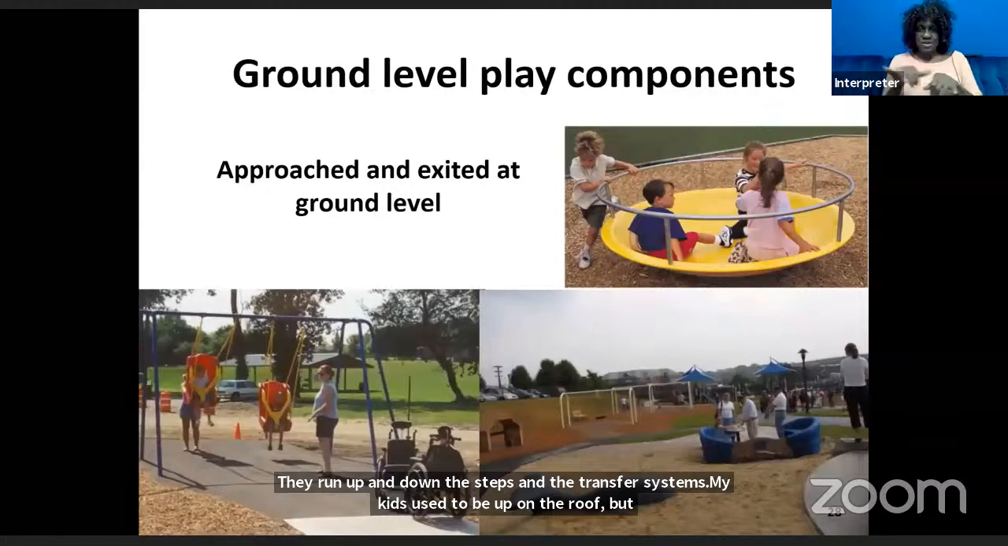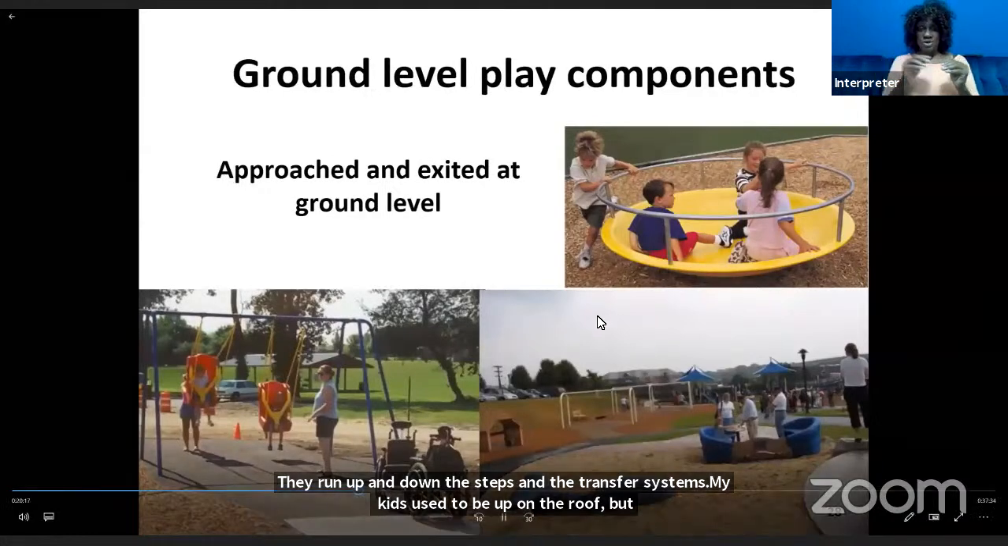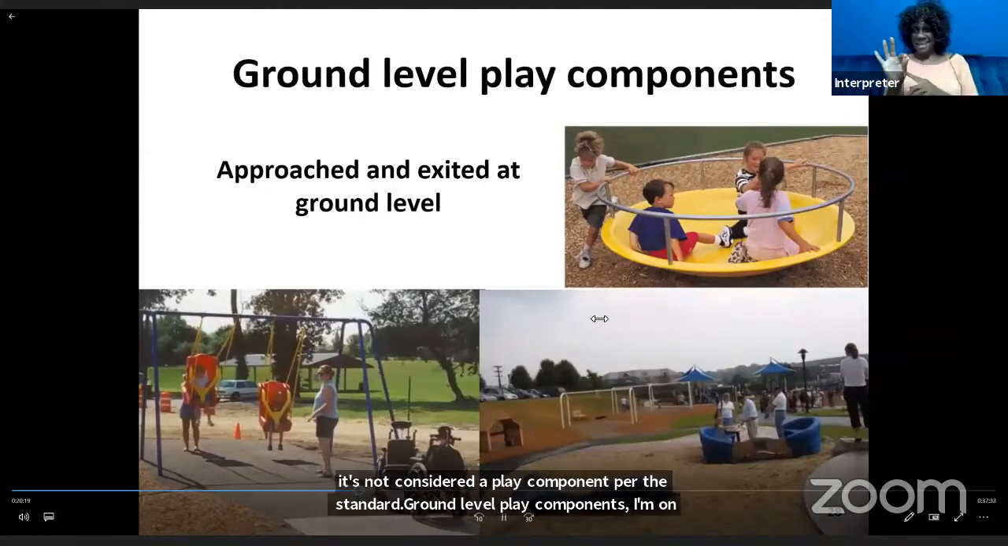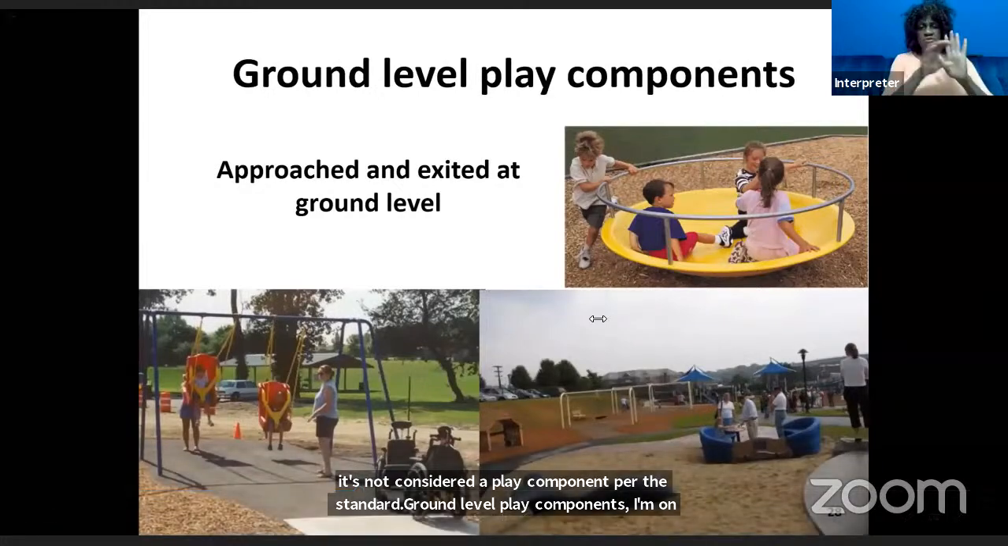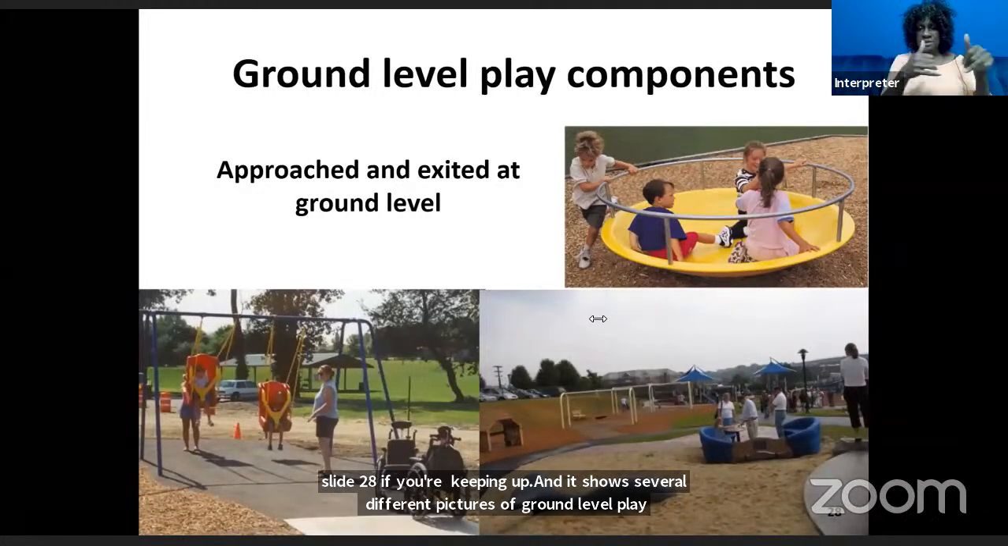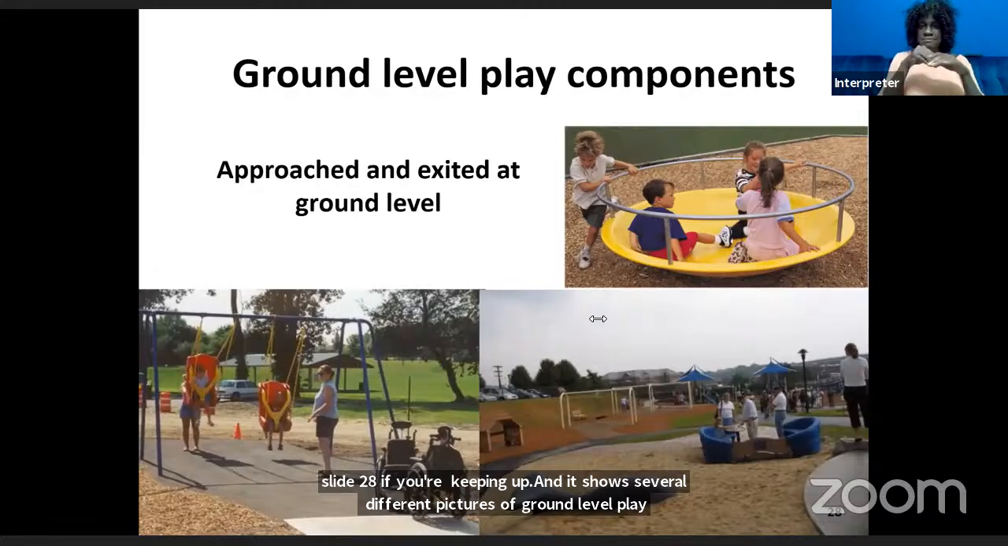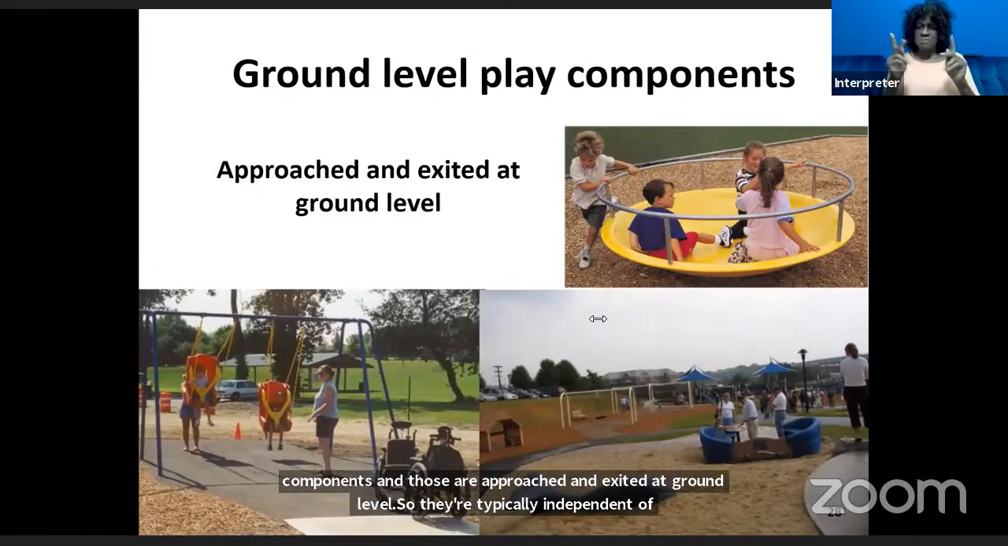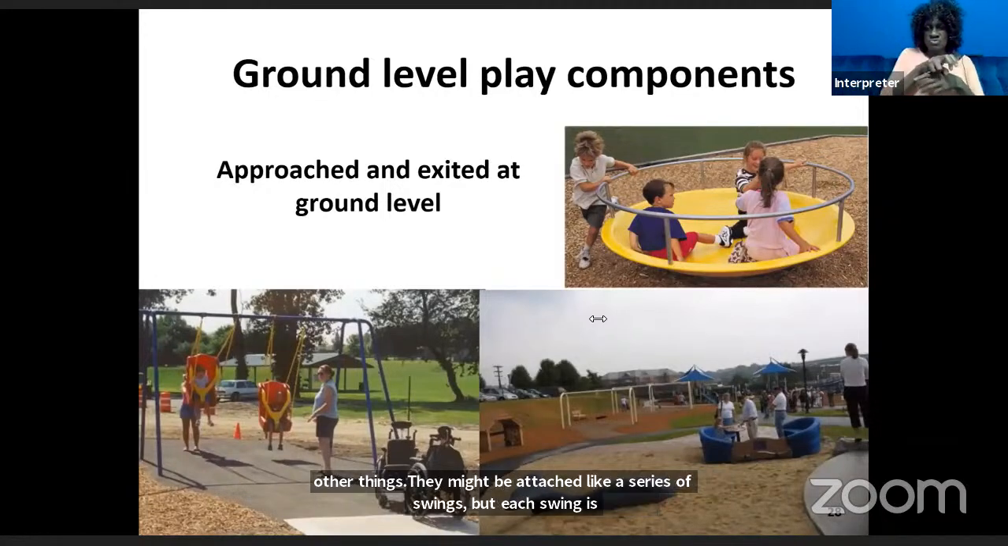Ground level play components. I'm on slide number 28 if you're keeping up, and it shows several different pictures of ground level play components, and those are approached and exited at ground level. So they're typically independent of other things. They might be attached like a series of swings, but each swing is independent. It's approached and exited at ground level.